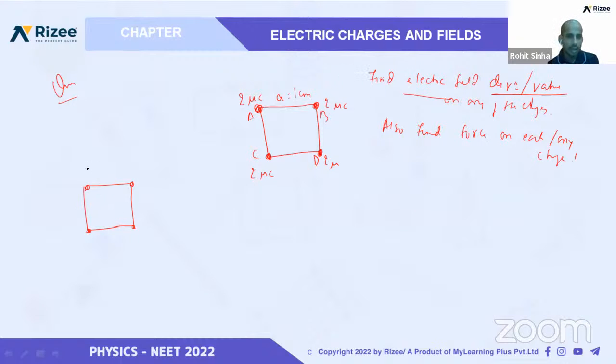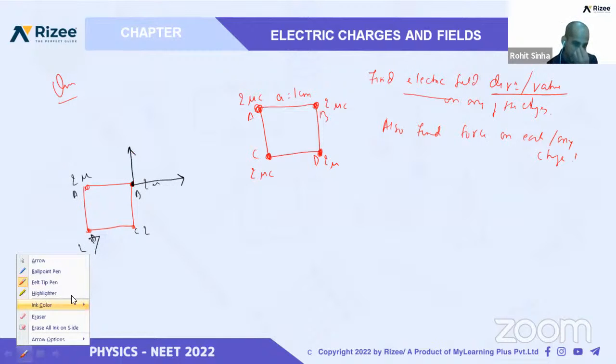Let me check. Now, if it is having 2 microcoulomb here, 2 microcoulomb here, 2 here, 2 here. Now, we can take a reference here. Let us name the charges A, B, C, and D. Between B and C, we know that repulsion, this side, force or electric field. Between A and B, the direction of force will be this side. And between D and B, we know the force direction as well.